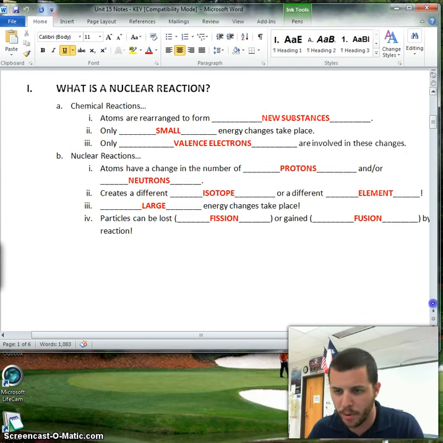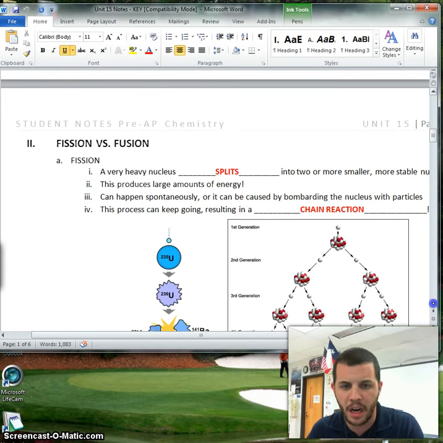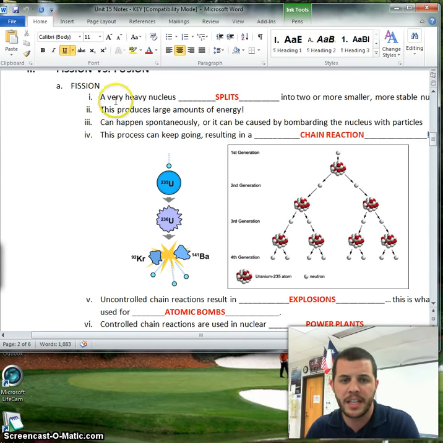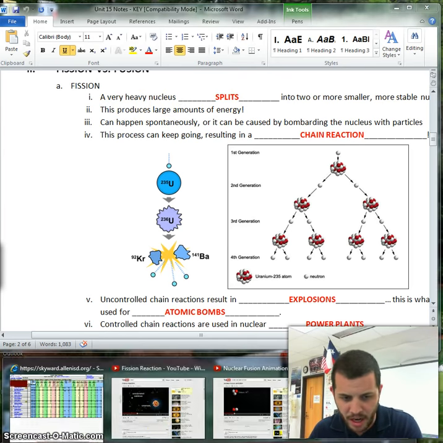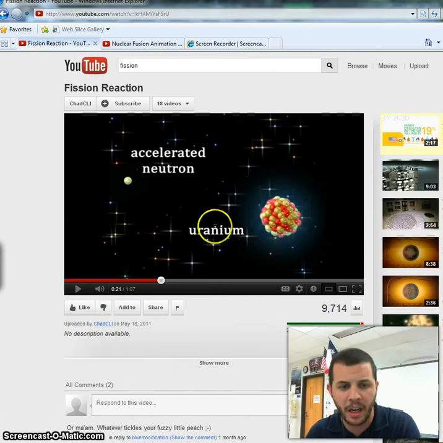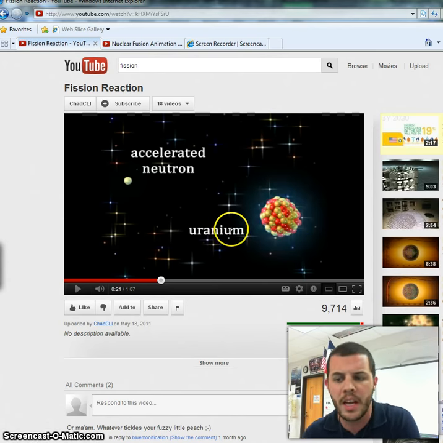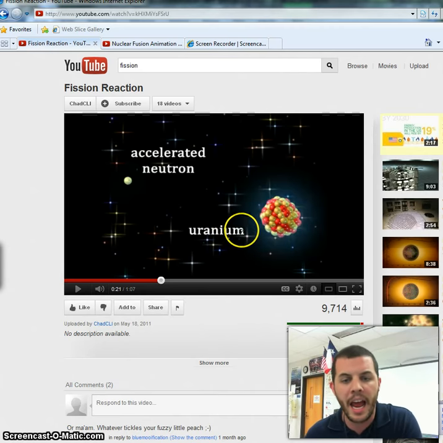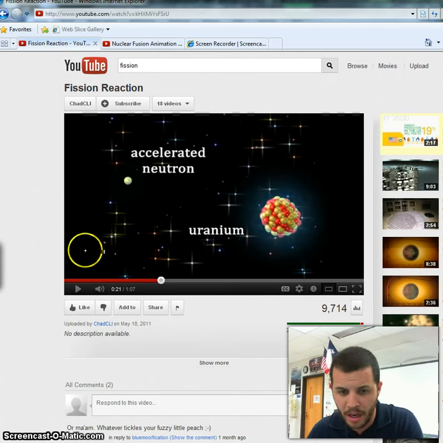Okay, so we're going to break down fission and fusion right now. As far as fission goes, it says a very heavy nucleus is going to split, and it's going to cause a chain reaction. So let me show you what we've got here. Basically, this is a neutron, and this is a really heavy nucleus. It's a heavy atom. This particular one is uranium, which has an atomic number of 92. So we're talking 92 protons and a large number of neutrons as well. So here's what's going to take place.